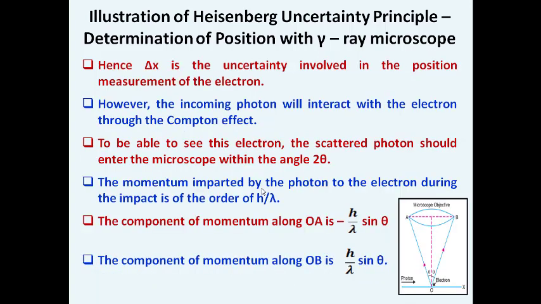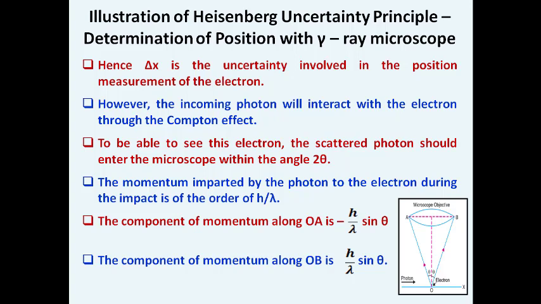So you just learned that delta is the uncertainty involved in the measurement of the position of the electron, whereas the incoming photon interacts with the electron through the Compton effect. We already discussed what the Compton effect is. When the electron interacts with the electromagnetic wave, the light photon acts as a particle to be interacted with by the electron, so the electron absorbs the energy and starts gaining momentum.